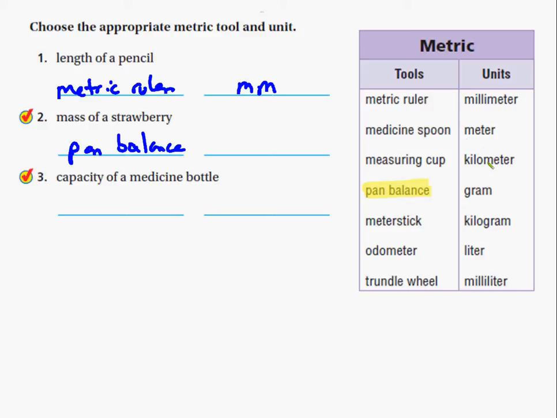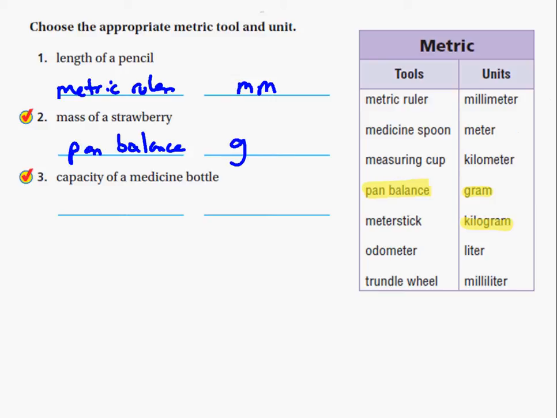Millimeter, meter, kilometer are all length. Gram, kilogram are mass. Liter and milliliter capacity. Now a kilogram, remember, that's like almost 2.5 pounds. No strawberry is going to weigh that much. So I'm going to measure it in grams, which is about the mass of a potato chip. That's going to match the strawberry pretty well. So G is the abbreviation for grams.